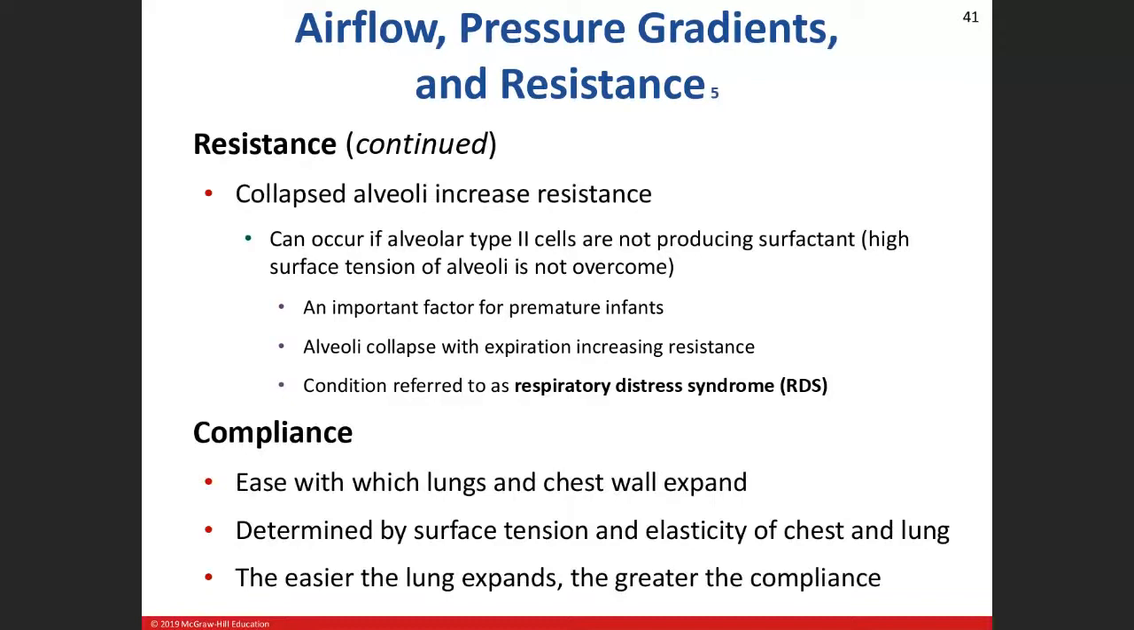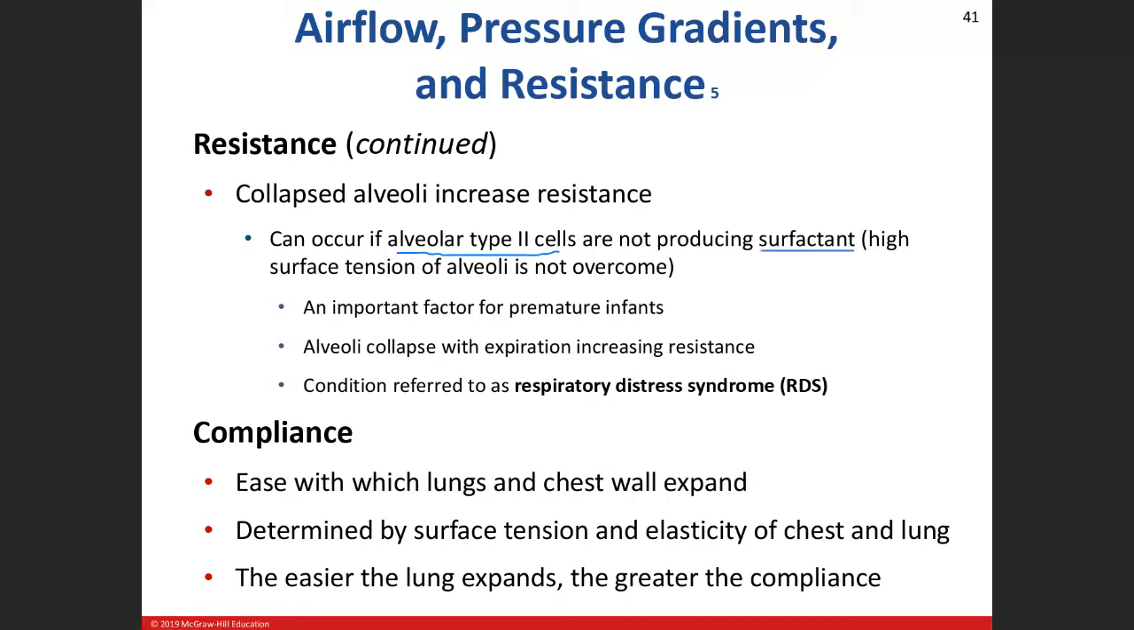So the last component when we're talking about things that affect the resistance is going to be the alveoli. If an alveolus becomes collapsed, we'll see an increase in resistance. This is common for premature infants, and that's why it's really important for premature infants to stay inside mommy for as long as possible if they have to come before their due date, specifically because of alveolar type 2 cells. These are the cells that produce surfactant.